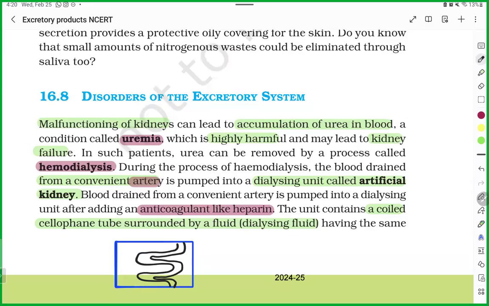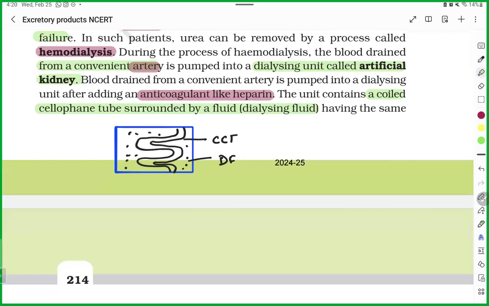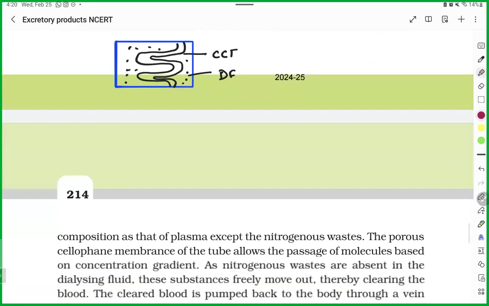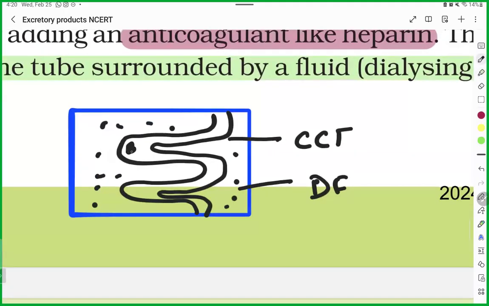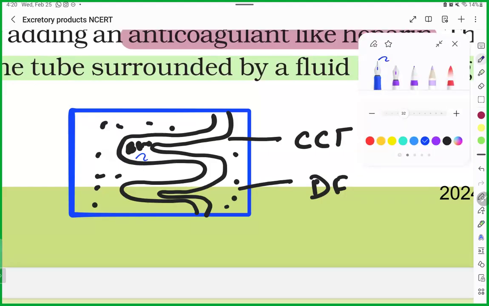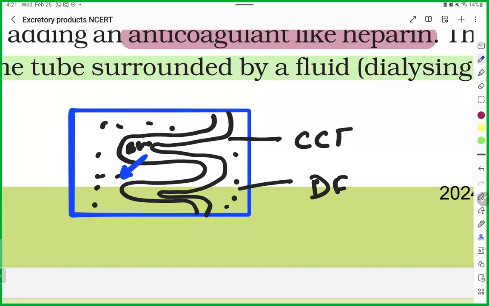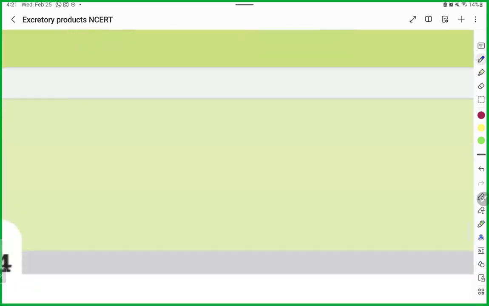Like this. So this is called a cellophane tube. And the fluid present outside is the dialysis fluid. This dialysis fluid has exactly the same composition as blood plasma, except for nitrogenous waste. Imagine this tube has nitrogenous waste because the tube has blood, and outside, nitrogenous waste is not present. What will happen? Nitrogenous waste will come out of it by diffusion.